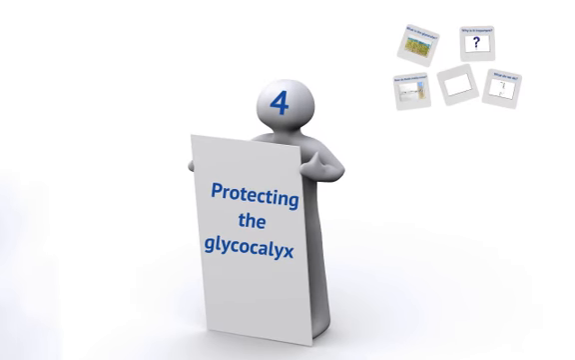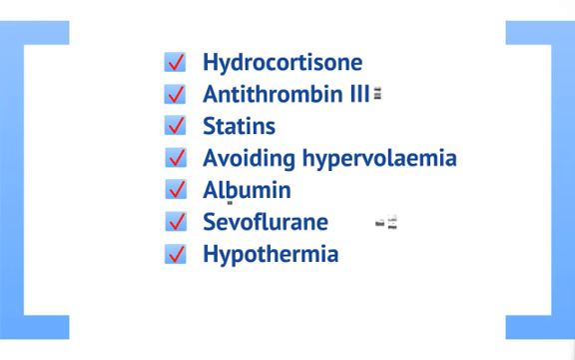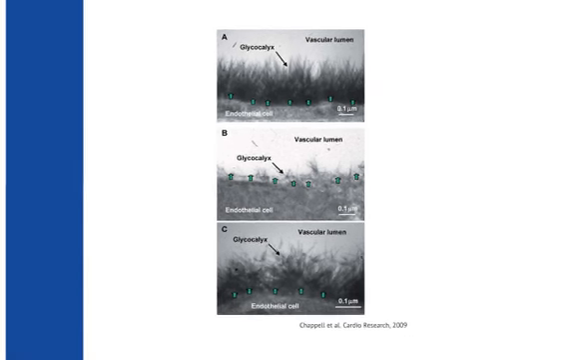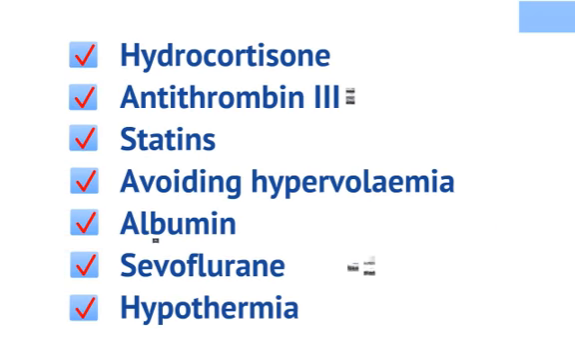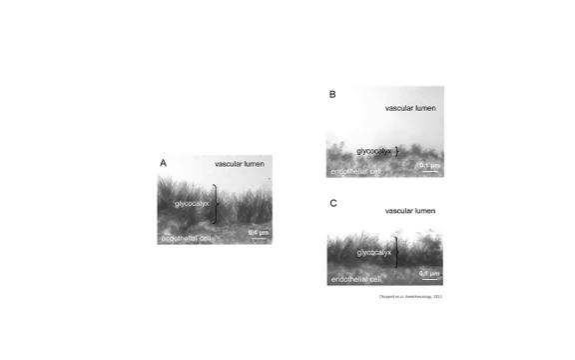So how do we go about protecting the glycocalyx? Well, a variety of things have been looked at, and some, like antithrombin 3, have been neatly demonstrated to protect the glycocalyx, with image C representing an animal that had been pre-treated with antithrombin 3 prior to ischemia and reperfusion. Avoiding hypervolemia remains very important as it prevents the release of atrial natriuretic peptide, which causes degradation of the glycocalyx. Even sevoflurane has been shown to protect the glycocalyx, and maybe this is why it has some cardioprotective abilities.